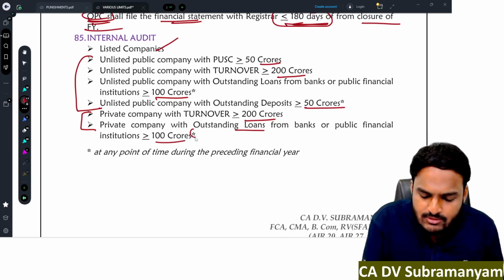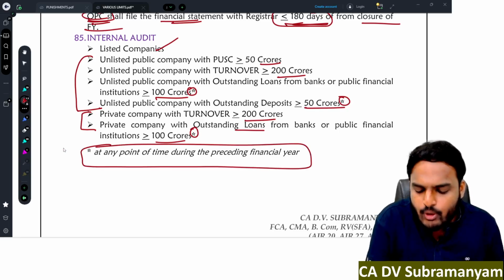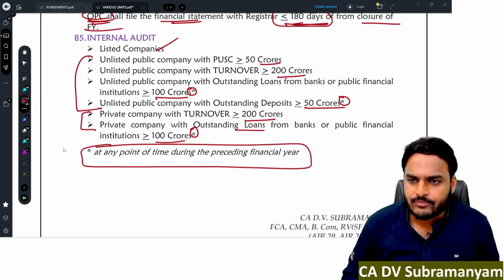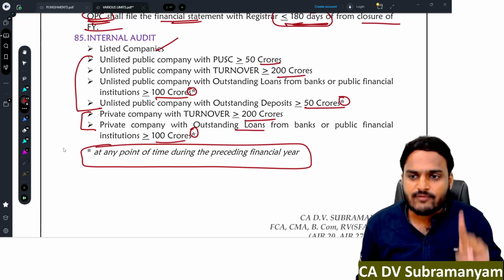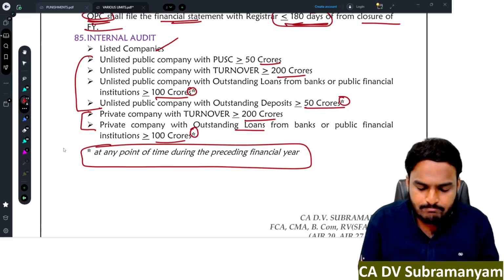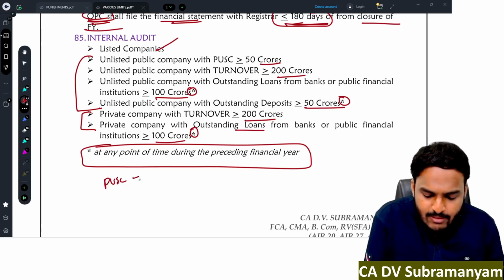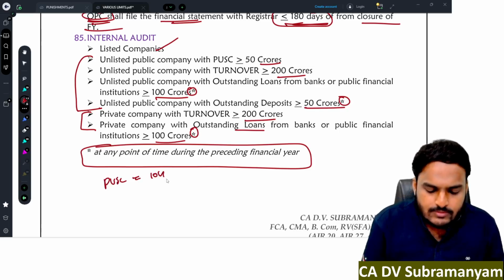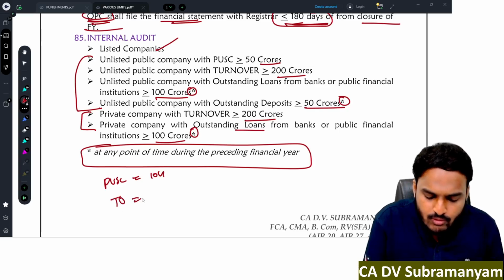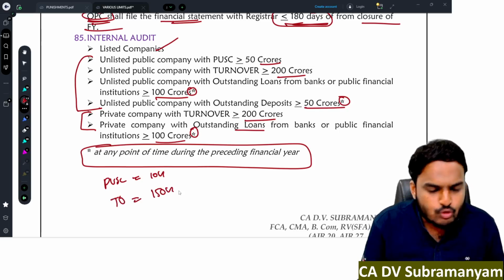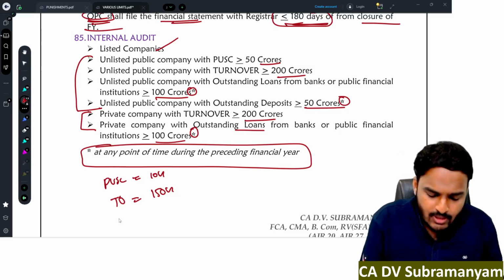And clearly observe the star marks. Wherever I kept star marks, the point is you need to check these amounts at any point during the preceding financial year. In one attempt, a question was asked for 5 marks. In that question, the paid up share capital is 10 crores, no problem. Turnover, it is 150 crores, no problem. Internal audit is not applicable.